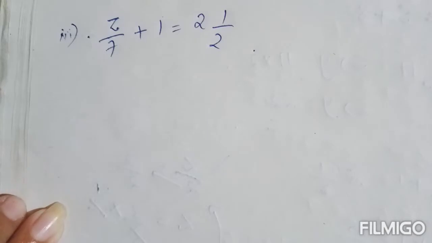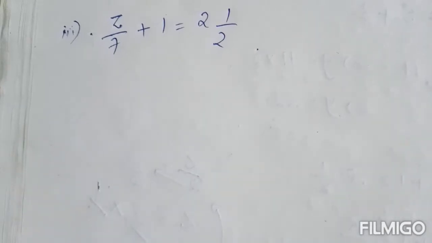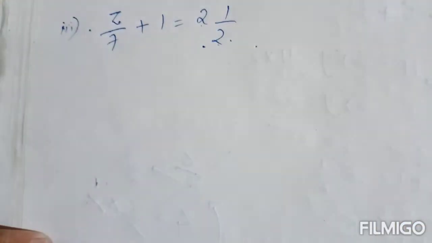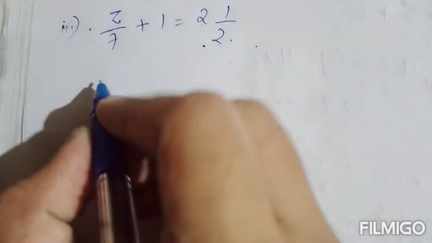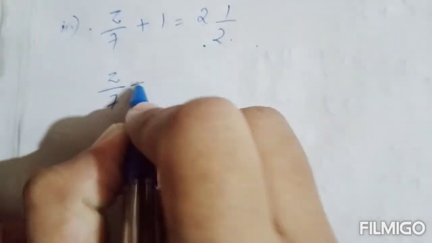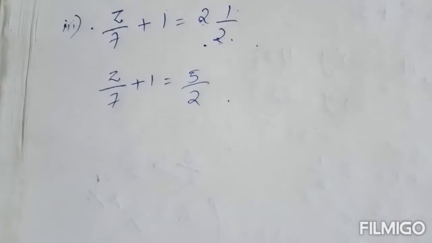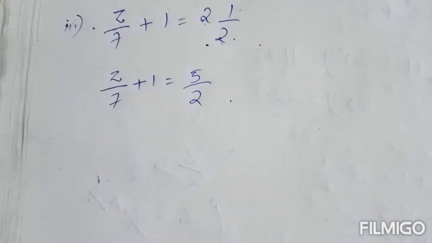Okay. In that third one, z by 7 plus 1 equal to 2 1 by 2. So first let us convert this 2 1 by 2 to an improper fraction. So what you will get: z by 7 plus 1 equal to 2 into 2, 4, 4 plus 1, 5 by 2. Okay. Here you will get z by 7 plus 1 equal to 5 by 2.